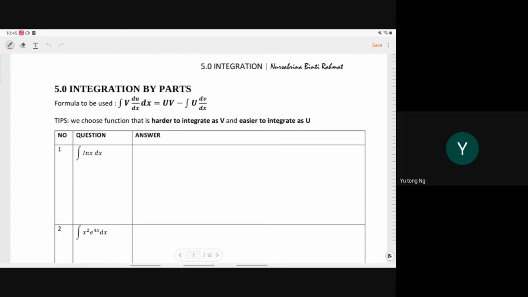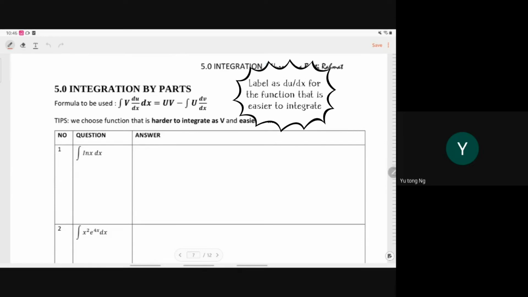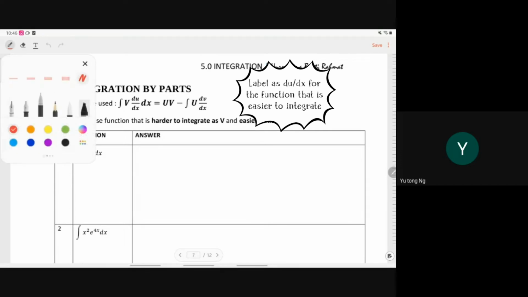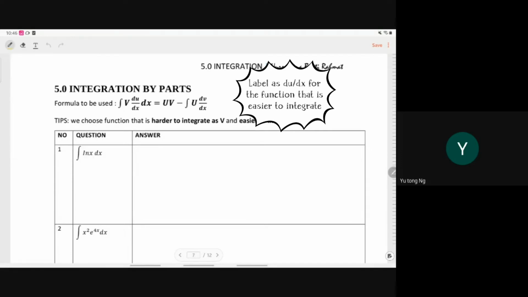So next we have integration by parts. When we are doing integration by parts, we need to be alert about this formula. Always remember, integrate v du dx equals uv minus integrate u dv dx. So from the given equation, you need to find out what is your v, what is your du over dx. And my tips on how you can solve your integration by parts easier.